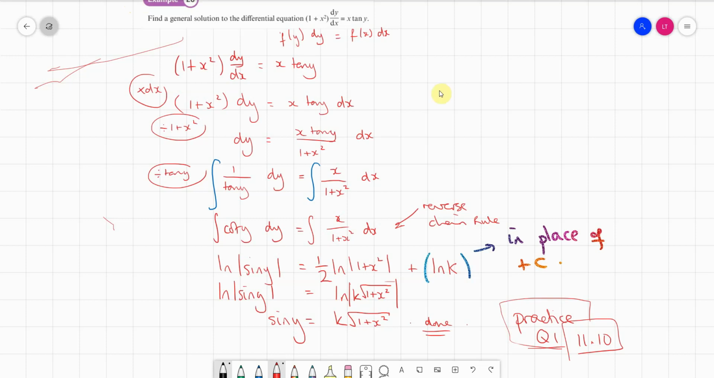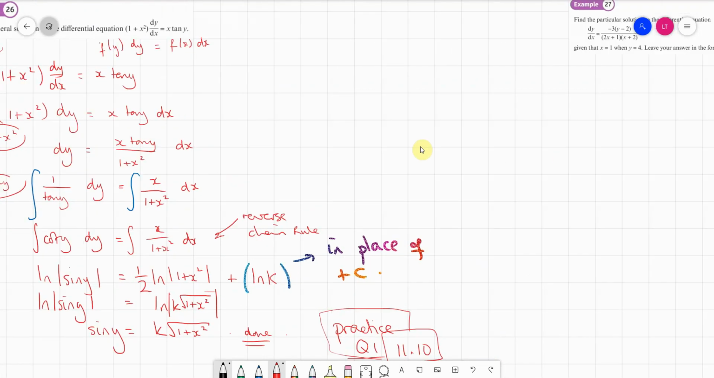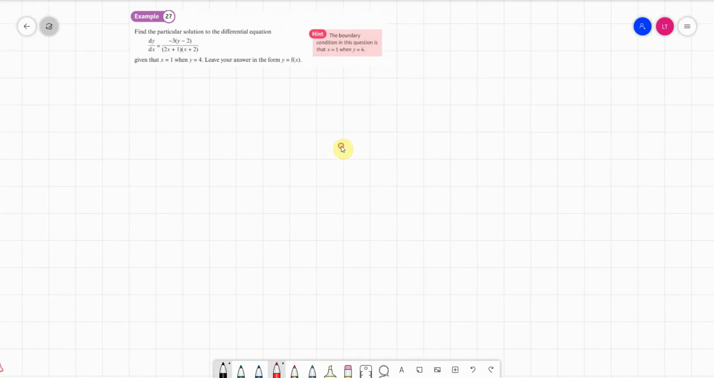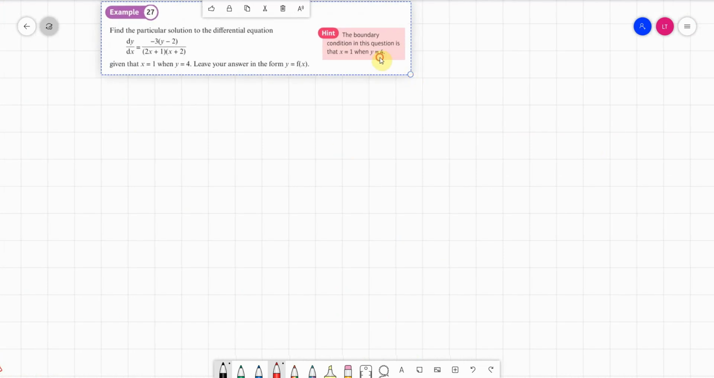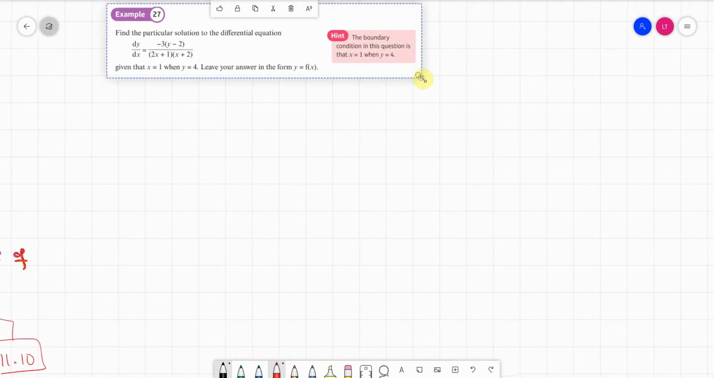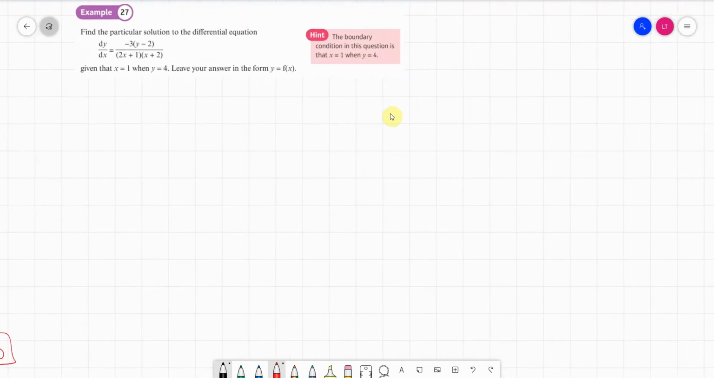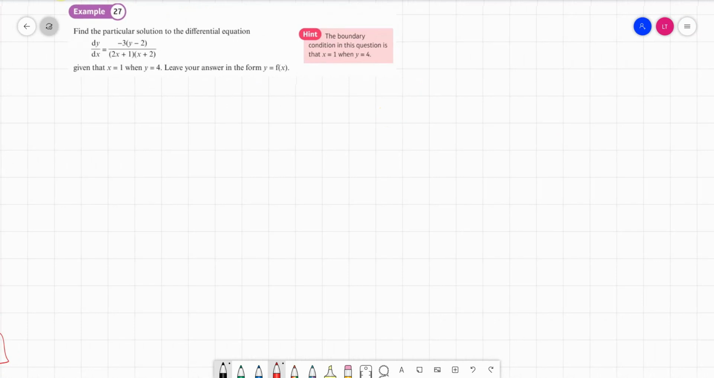Okay, second and last example. Make that touch bigger. So find a particular solution. All that essentially means is find the value of plus c, which we're most likely going to write as plus ln k. So you'll find the value of k in this case.